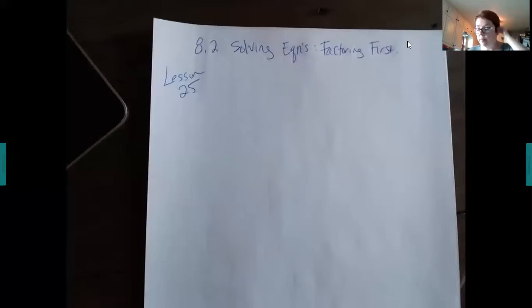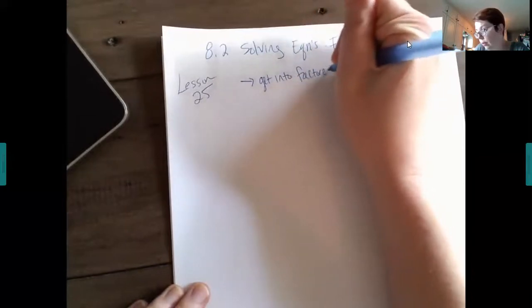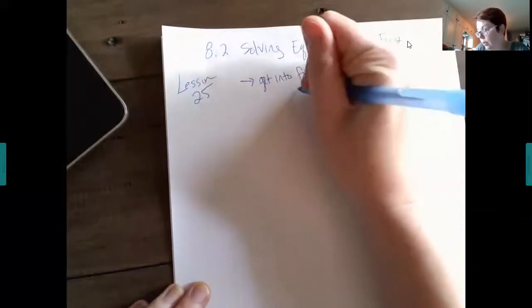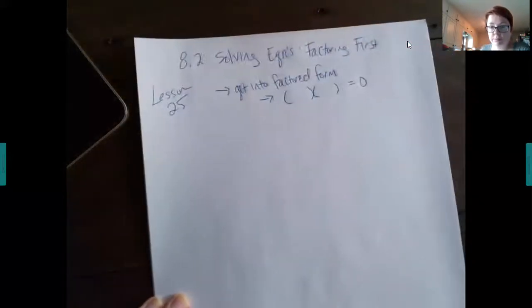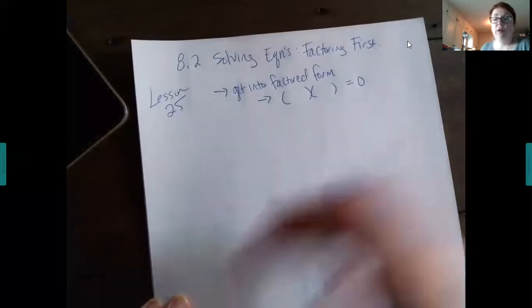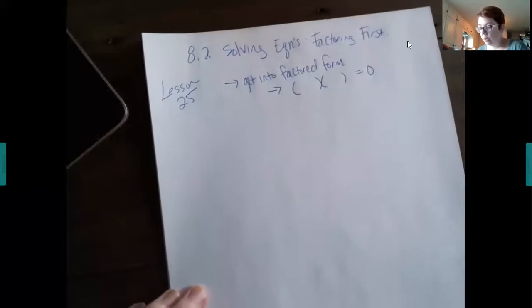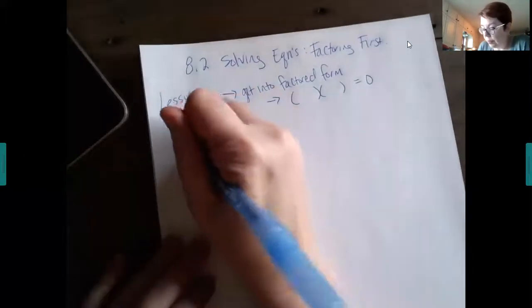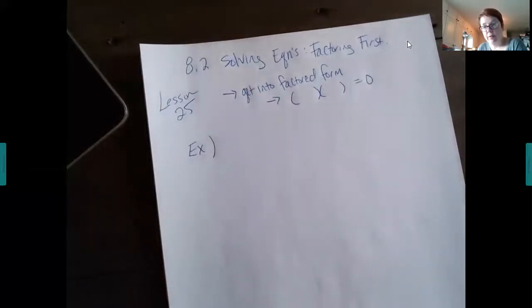So the name of the game is, first goal is to get it into factored form. And again, what that means is that we want something times something equals 0. So we have to unfoil or take out the greatest common factor. So we might have something where it might just be a greatest common factor type of thing, right?